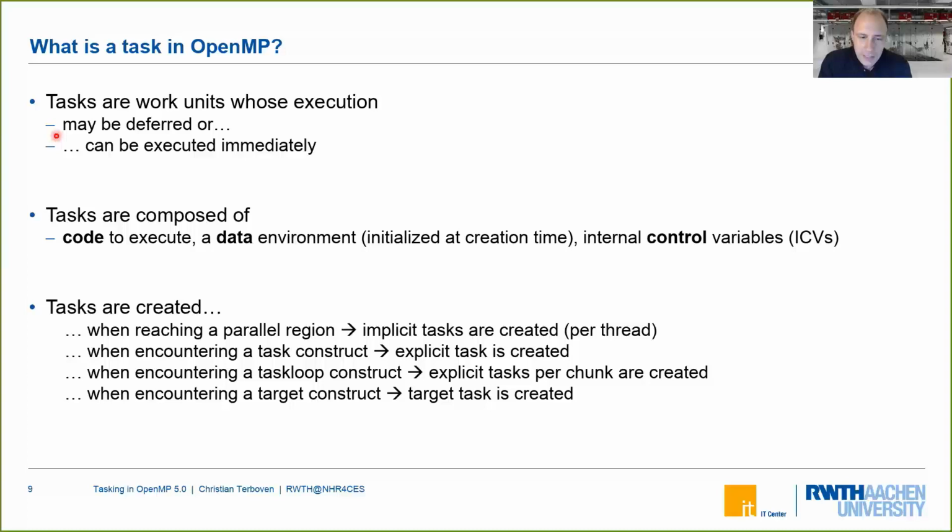The OpenMP language committee, when introducing tasks, decided that starting with version 3 in OpenMP, everything is a task. So that means even when a parallel region is being encountered, implicit tasks are created. But what we are talking about here are so-called explicit tasks. That means tasks are being expressed by the programmer.